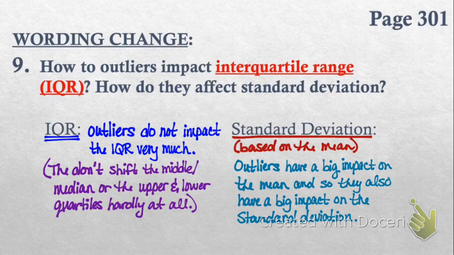So if my data has an outlier, what should I use to measure the center? What's the best measure for center if I do have an outlier? The median. What's the best way to measure how spread out my data is if I have an outlier in my data? The interquartile range.